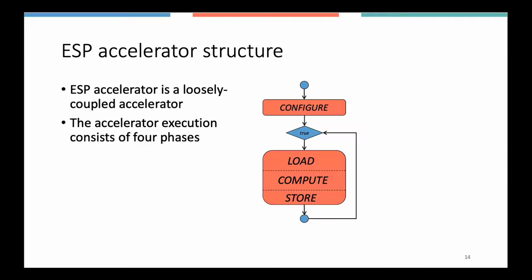Internal structure of the ESP accelerator. Let's remember that the accelerators in ESP are loosely coupled, and that the accelerator execution consists of 4 phases. There is a configuration phase, and after that the accelerator iterates and possibly pipelines load, compute, and store phases.